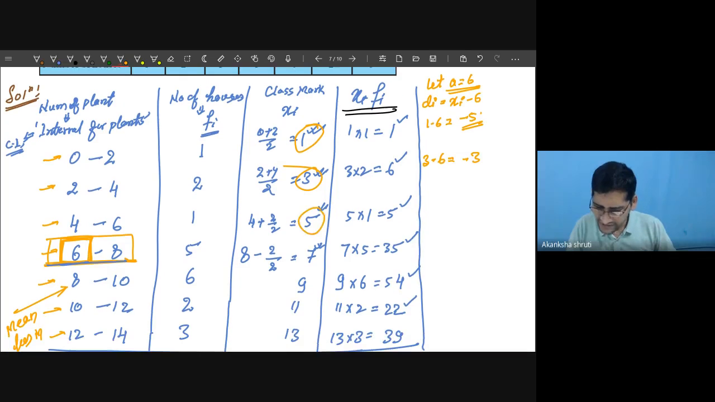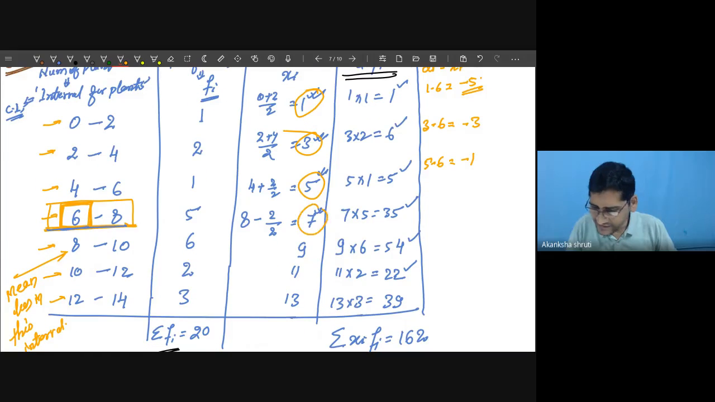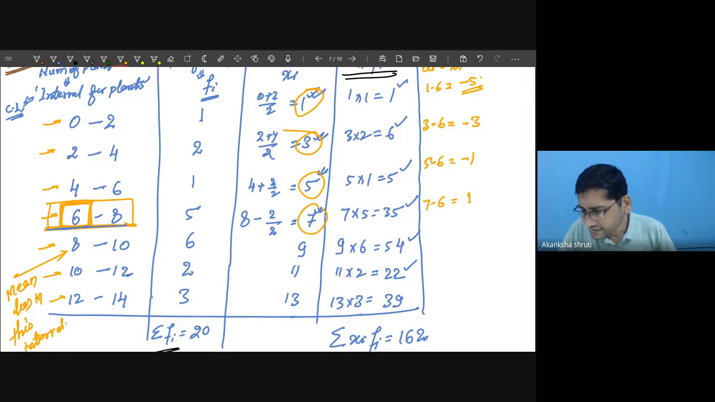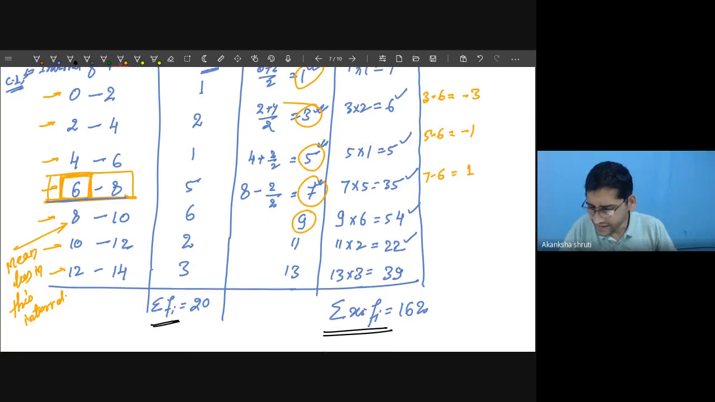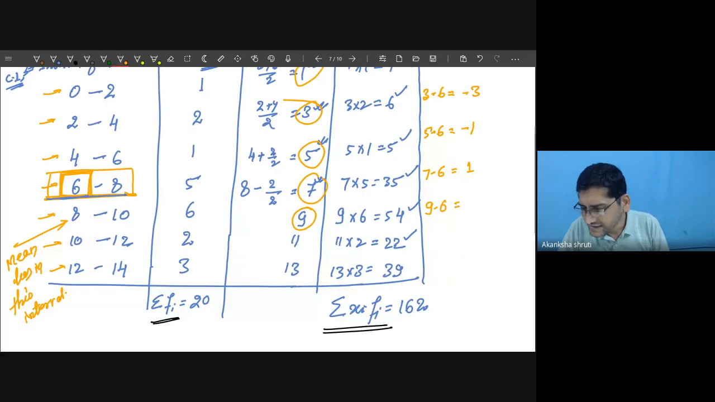For the third one, the class mark is 5. So 5 minus 6 is minus 1. Then the next one is 7. So 7 minus 6 is 1. Next one is 9. So 9 minus 6 is 3. The next one is 11 minus 6, 5. Next one is 13 minus 6, which is 7.